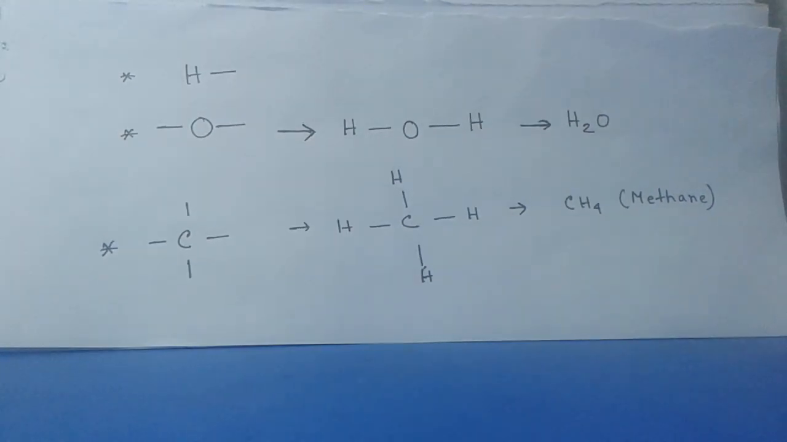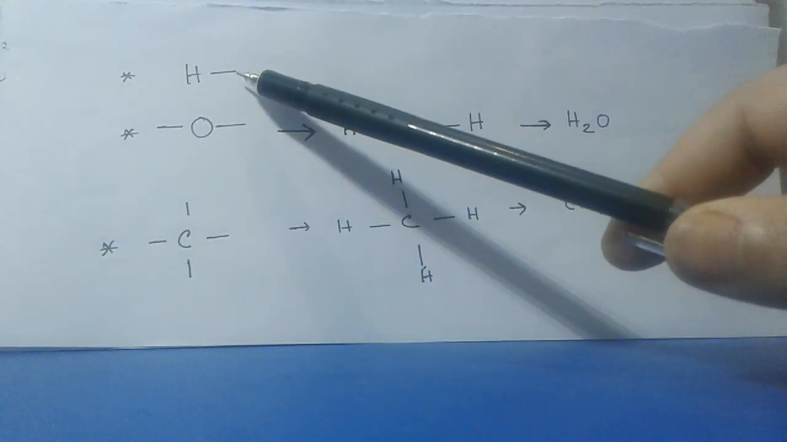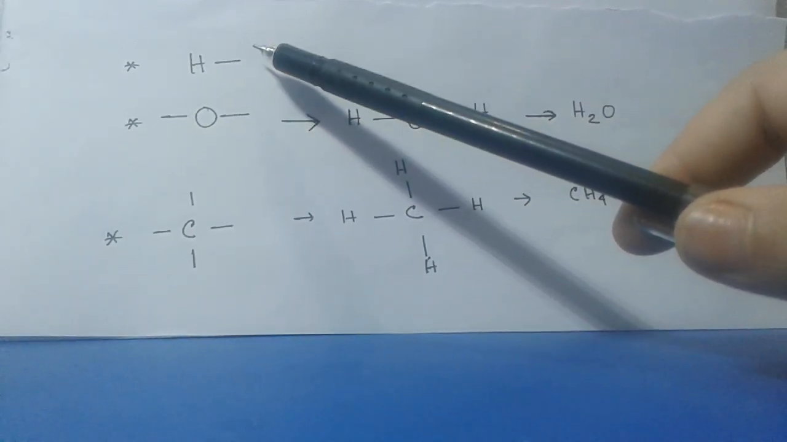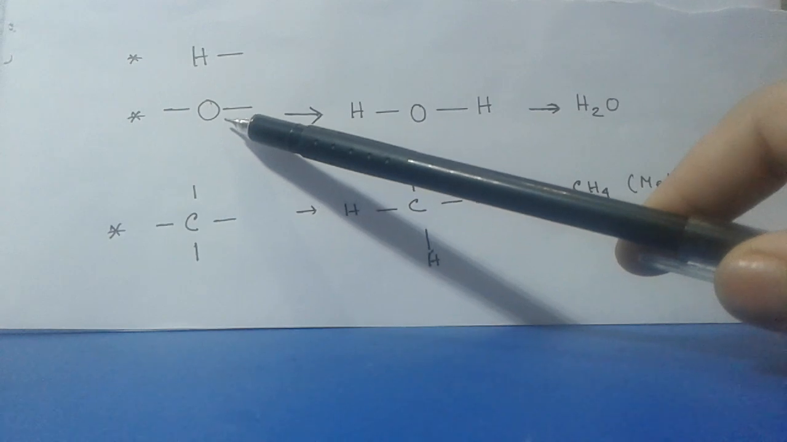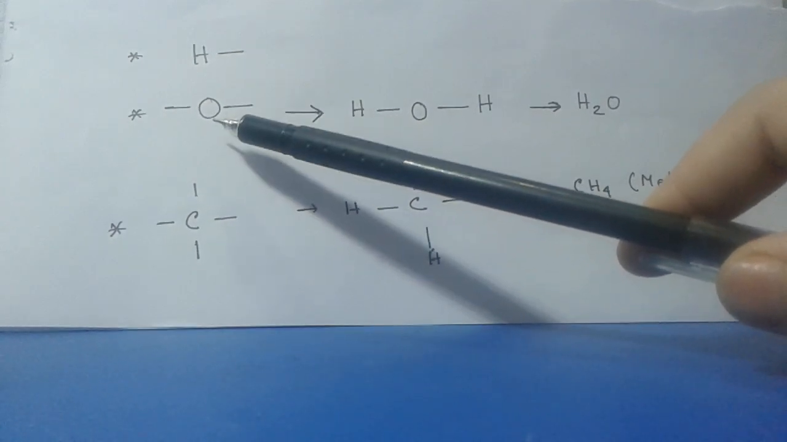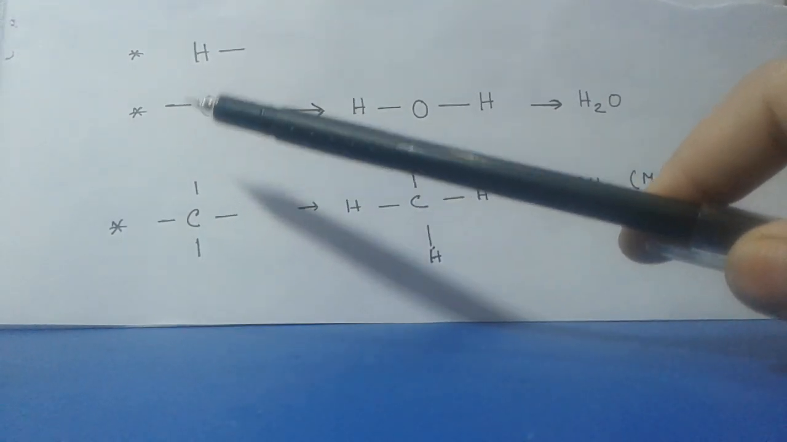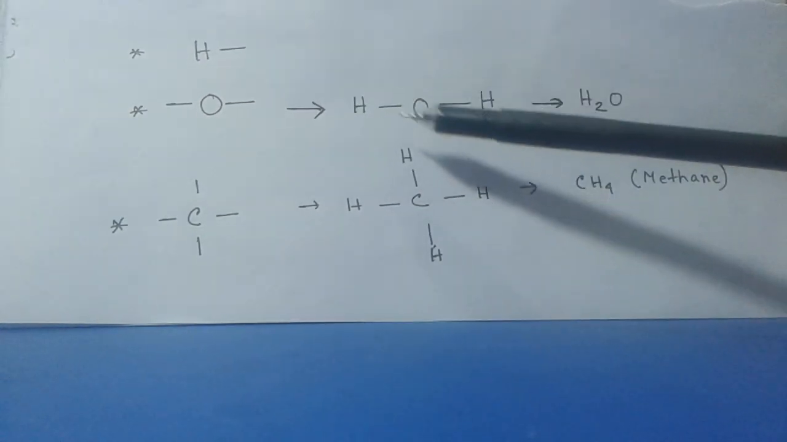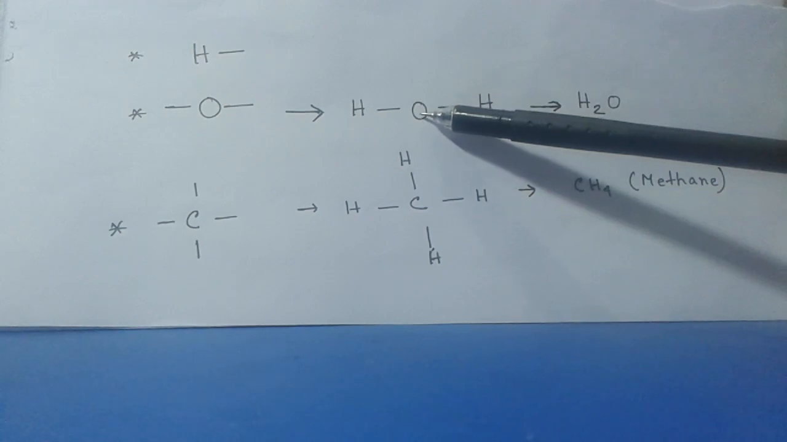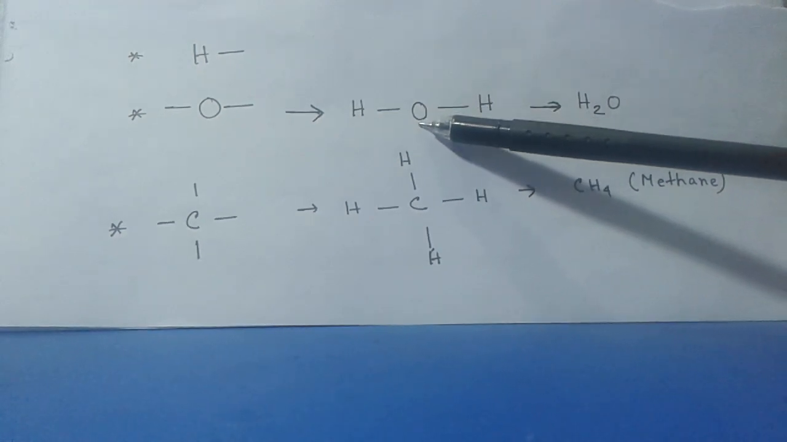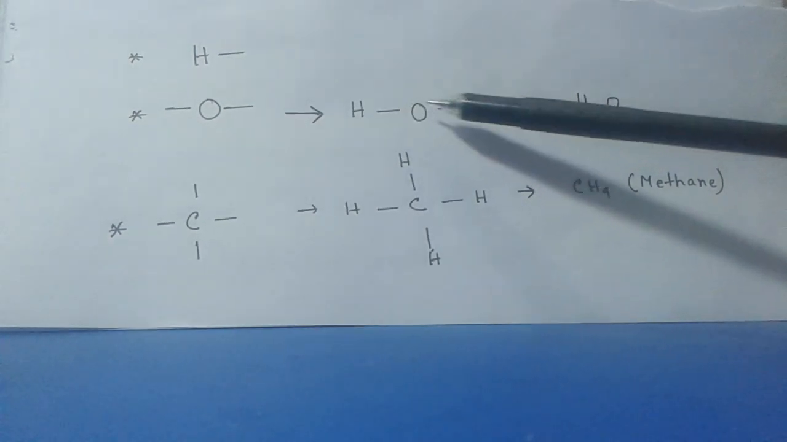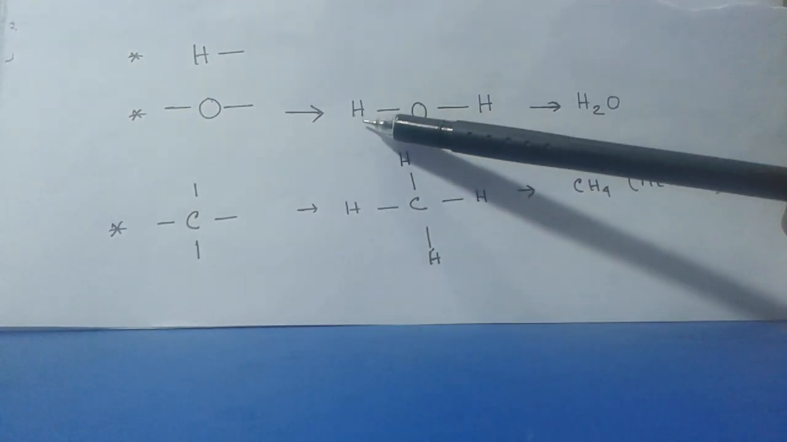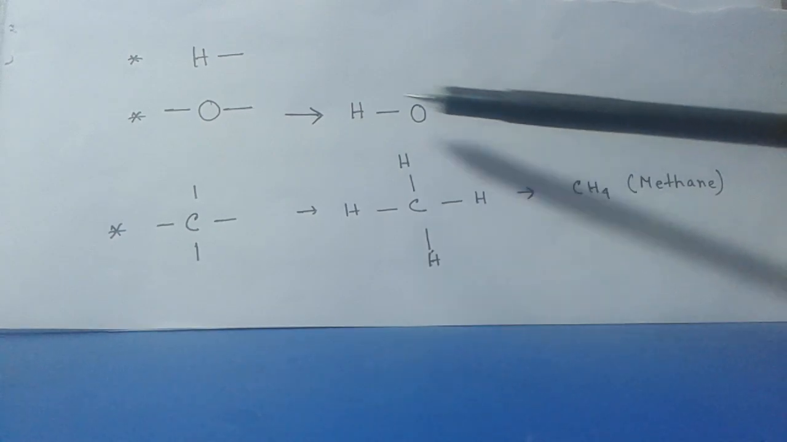For example, the hydrogen has 1 hand. That means it can hold only 1 hydrogen to form H2. The oxygen has 2 hands. That means it can hold 2 hydrogen atoms to form H2O, water, like this. In the middle we can see the oxygen atom. Each oxygen atom has 2 hands and each hydrogen atom has 1 hand.